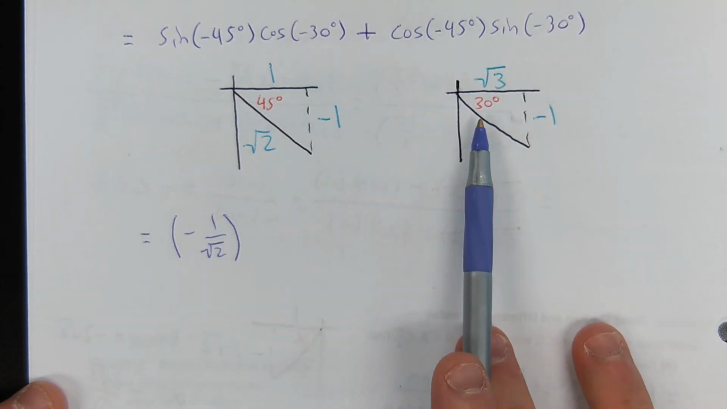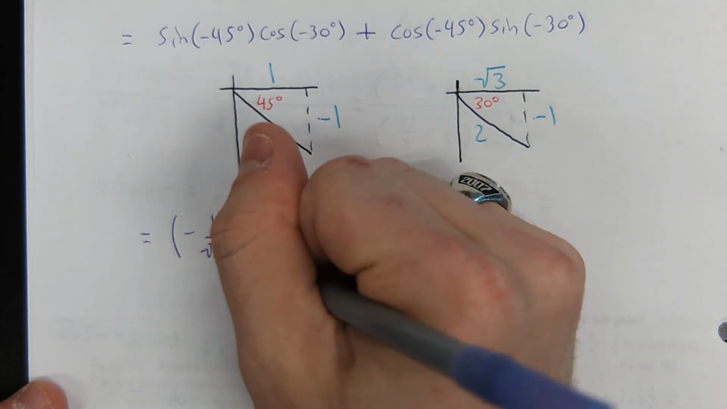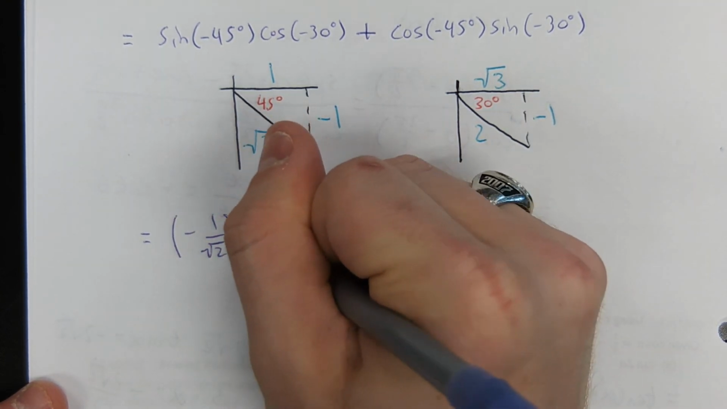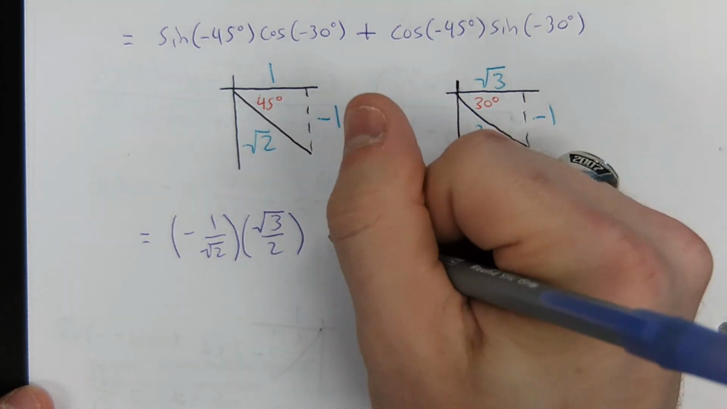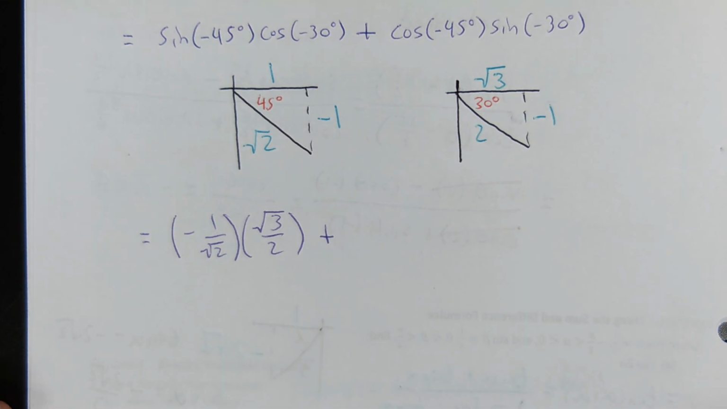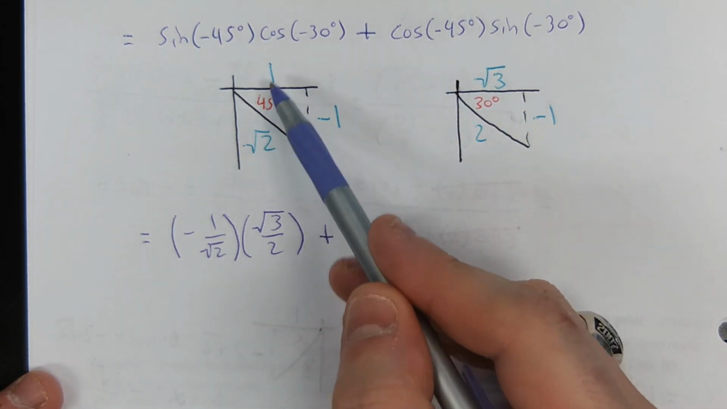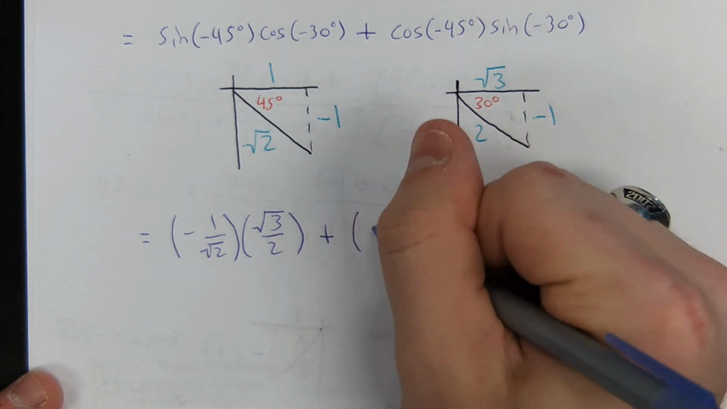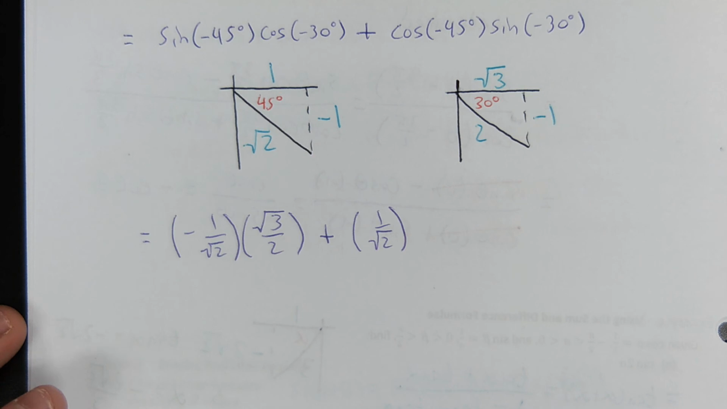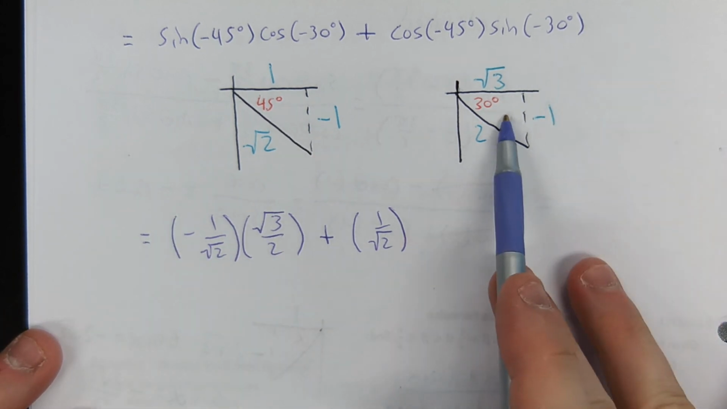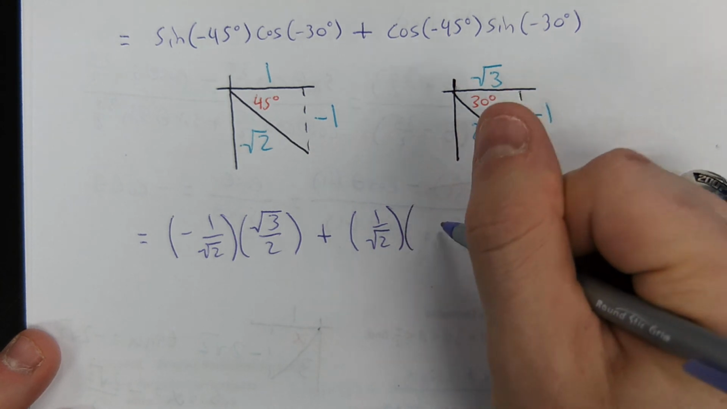Cosine at this angle is going to be x over r, or root 3 over 2. I use the negative 30, so I get to say plus. Cosine here, x over r, 1 over root 2. And lastly, sine here, which is going to be y over r, or negative 1 over 2.